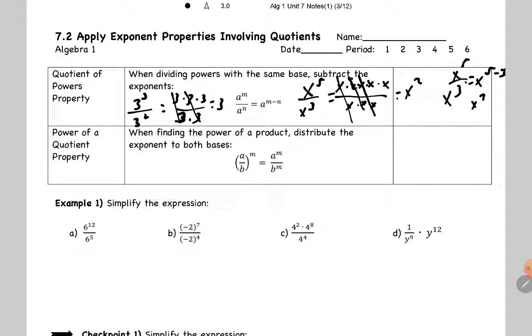Alright, power of a quotient property. Just like before, you just distribute. So if we have x divided by y to the third power, I'm going to distribute this cubed, so this is x cubed over y cubed.